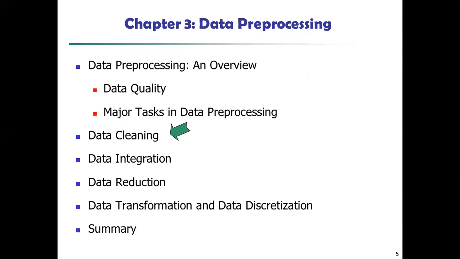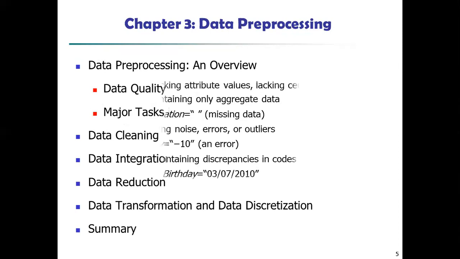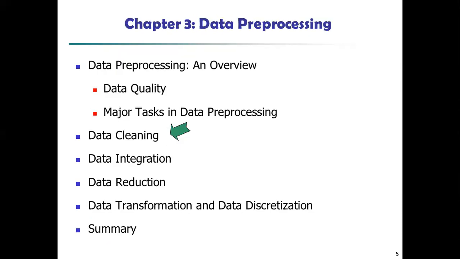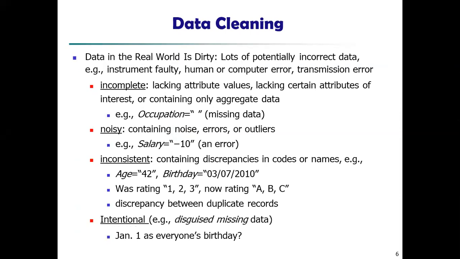So here in data preprocessing, the first one is data cleaning. Now you have to discuss data cleaning. What are the tasks of data preprocessing here? Four types of tasks are processed in data preprocessing. One is data cleaning, the second is data integration, the third is data reduction, and the fourth is data transformation. First, you discuss data cleaning.